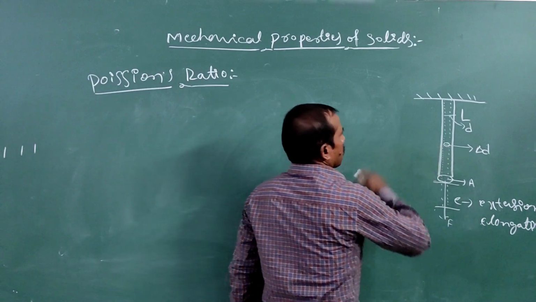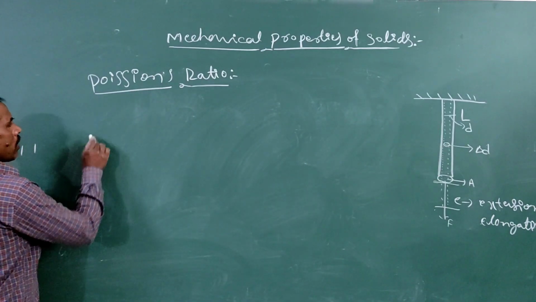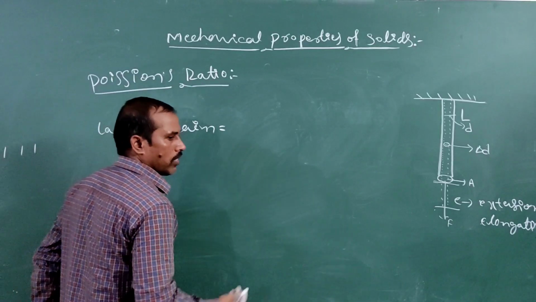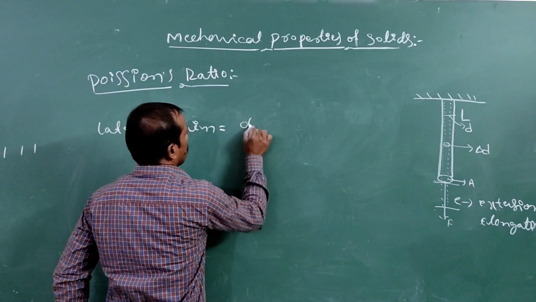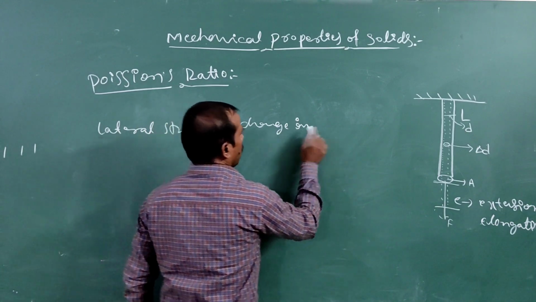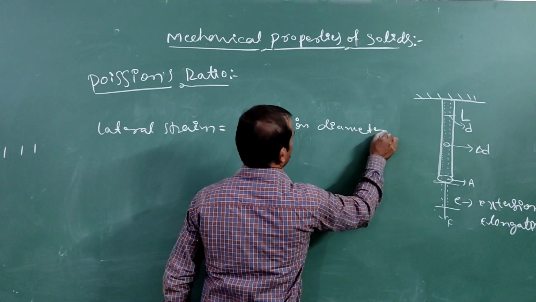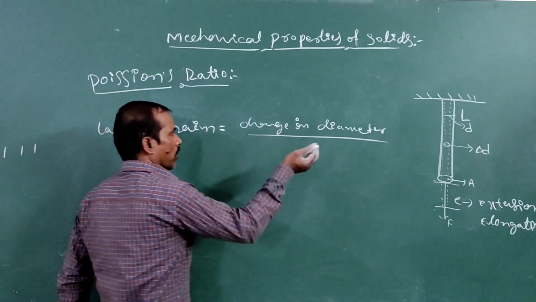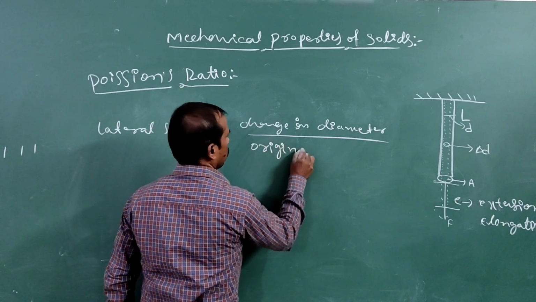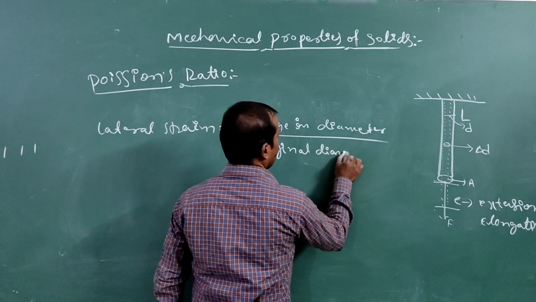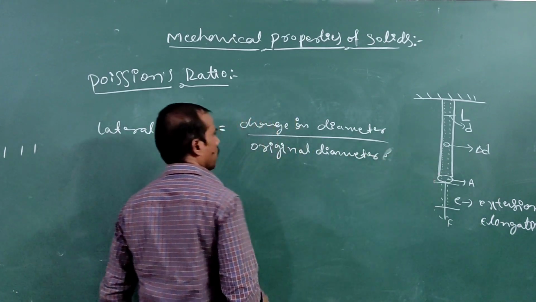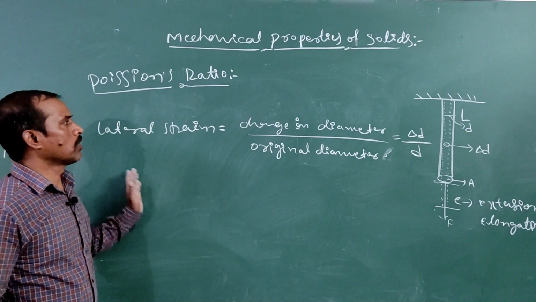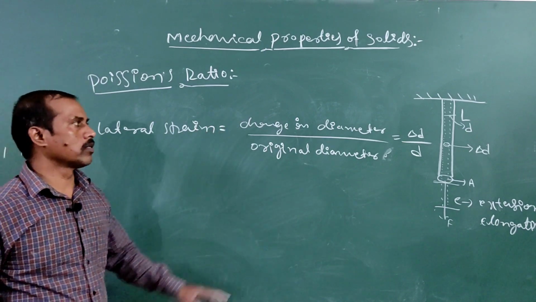Now lateral strain, first of all, వినండి, lateral strain is equal to the change in diameter, the ratio between change in diameter to the original diameter of the wire. The lateral strain is equal to the change in diameter of the wire over the original diameter of the wire, that is equal to delta D by D.